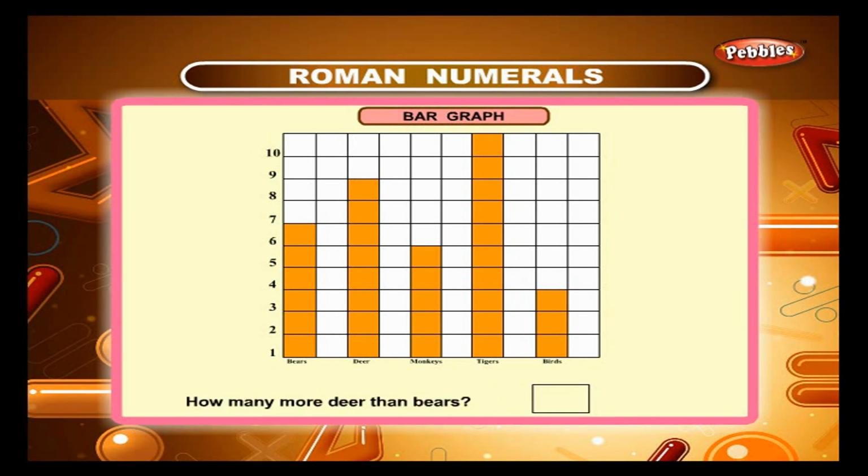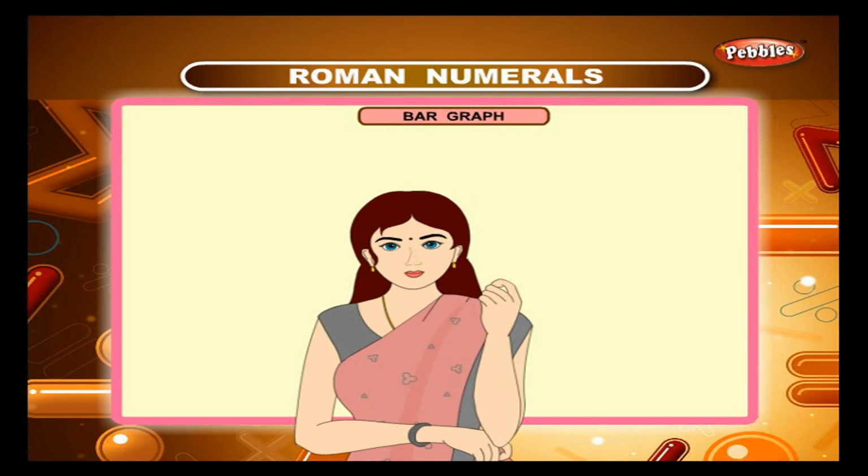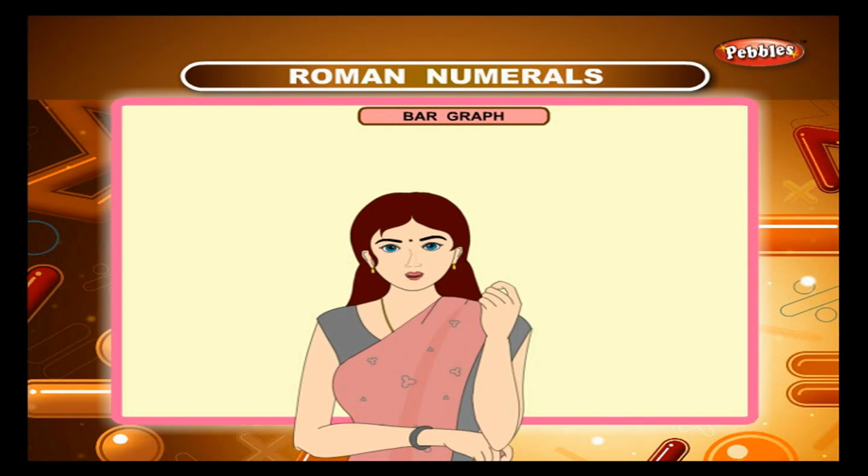How many more deer than bears? There are 8 deer and 6 bears. So there are 2 deer more than bears. How many less monkeys than tigers? There are 10 tigers and 5 monkeys. So there are 5 monkeys less than tigers. How many more tigers than birds? There are 10 tigers and 3 birds. So there are 7 tigers more than birds. This method of representing numbers as pictures is known as a bar graph.